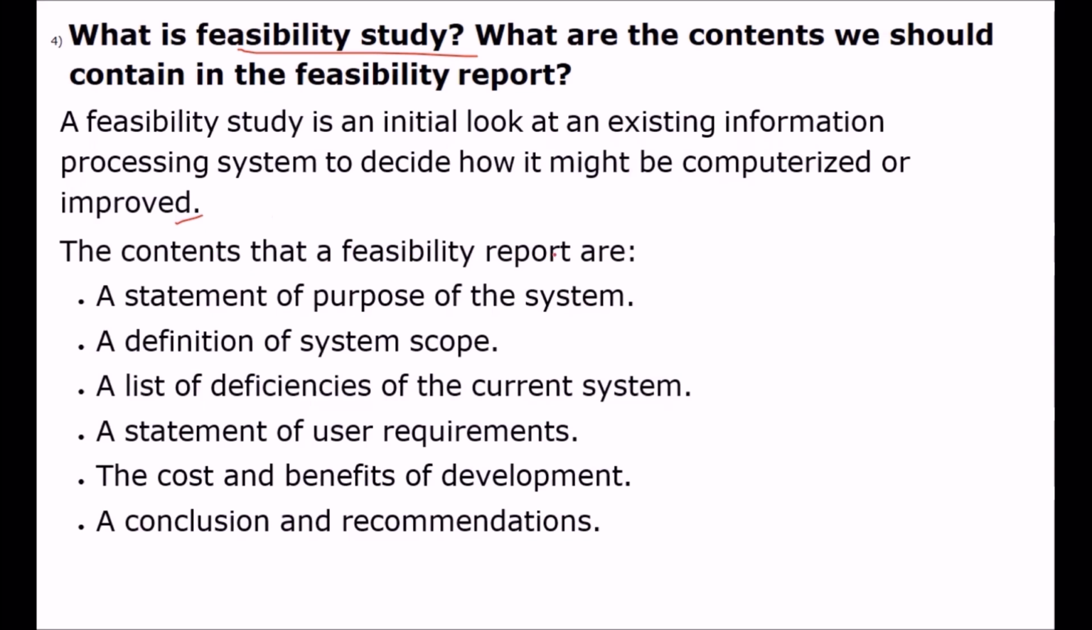So the contents of a feasibility report are the statement of the purpose of the system and defining the scope, and what the deficiencies are in the current system if it exists. If you are making it from scratch, it will not be there. The statement of the user requirements, what users suggest, the cost and benefits of the development. This is actually the feasibility, because you are trying to see whether it is possible to make it at this cost, and what the benefits are, and the conclusion and the recommendations.